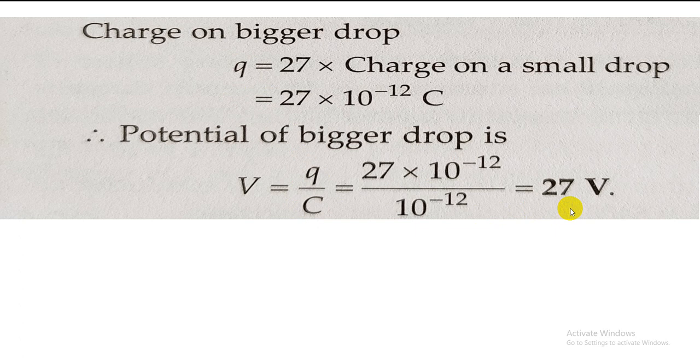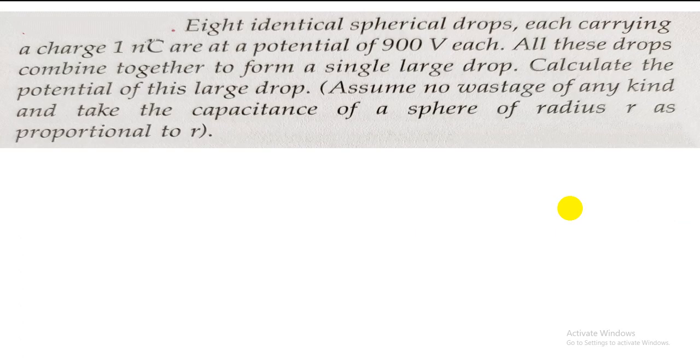I hope this is very clear to you. Let us see the next question. 8 identical spherical drops, each carrying a charge of 1 nanocoulomb, are at a potential of 900 volt each. All these drops combine together to form a single large drop. Calculate the potential of this large drop. You assume that there is no waste of any kind, and take the capacitance of a sphere of radius small r as proportional to r.